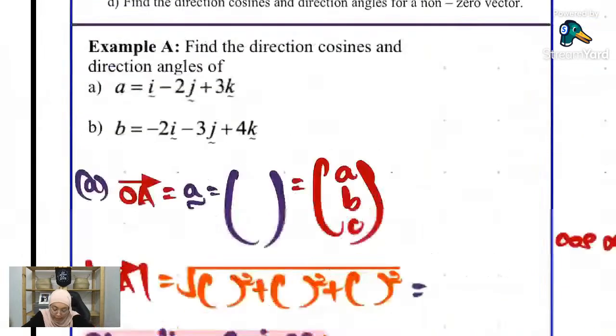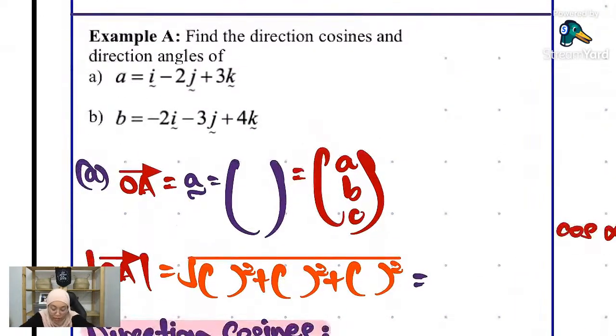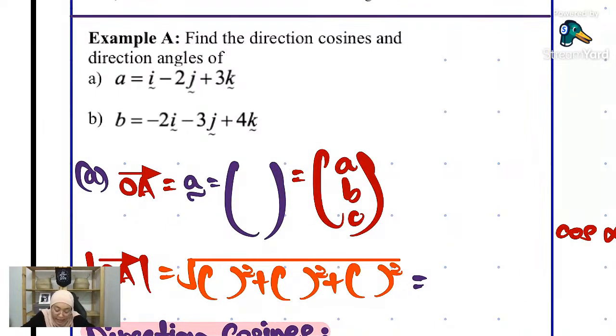Okay, next. Find the direction cosines. Sorry, not "of". This is a name. The direction cosine is a name. The direction angles is a name. Okay, so let me introduce you by using question A.